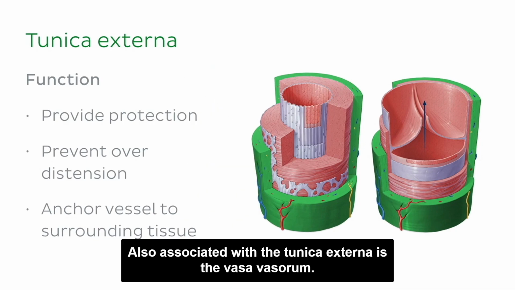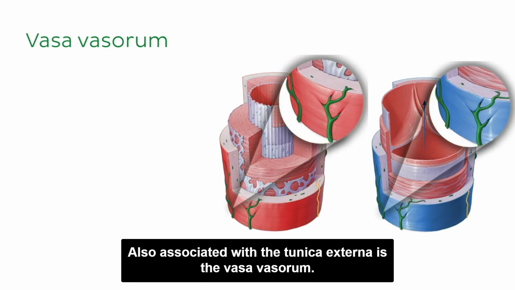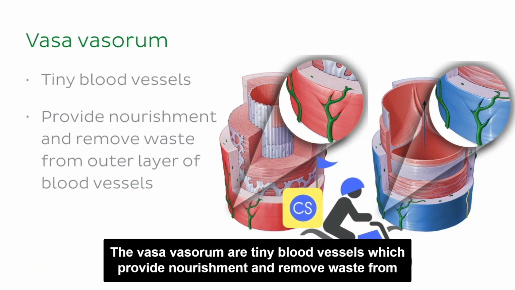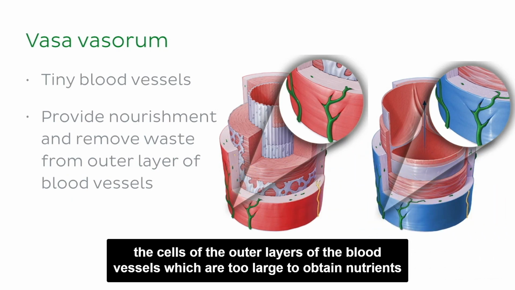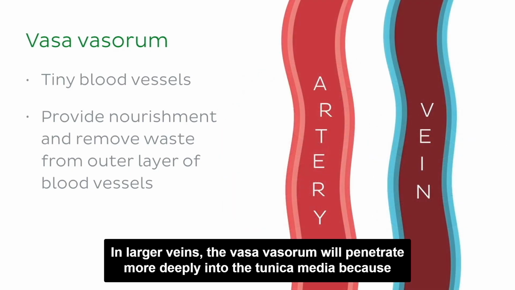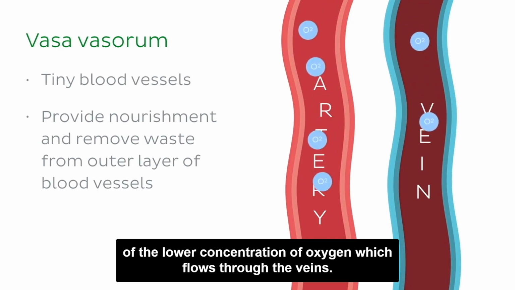Also associated with the tunica externa is the vasa vasorum. The vasa vasorum are tiny blood vessels which provide nourishment and remove waste from the cells of the outer layers of the blood vessels, which are too large to obtain nutrients by diffusion from luminal blood. In larger veins, the vasa vasorum will penetrate more deeply into the tunica media because of the lower concentration of oxygen which flows through the veins.